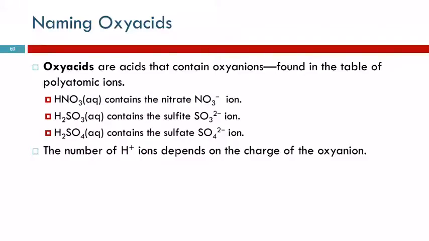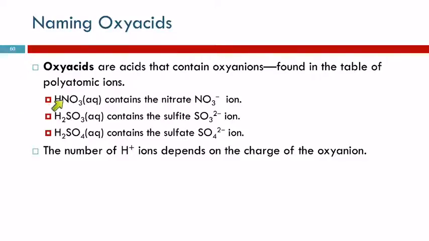So we talked about binary acids, and the other type of acid is an oxyacid. So we identify oxyacids because they contain oxygen. So these have oxyanions in them, those nitrate, sulfate, phosphate type things. So oxyacids come from oxyanions.